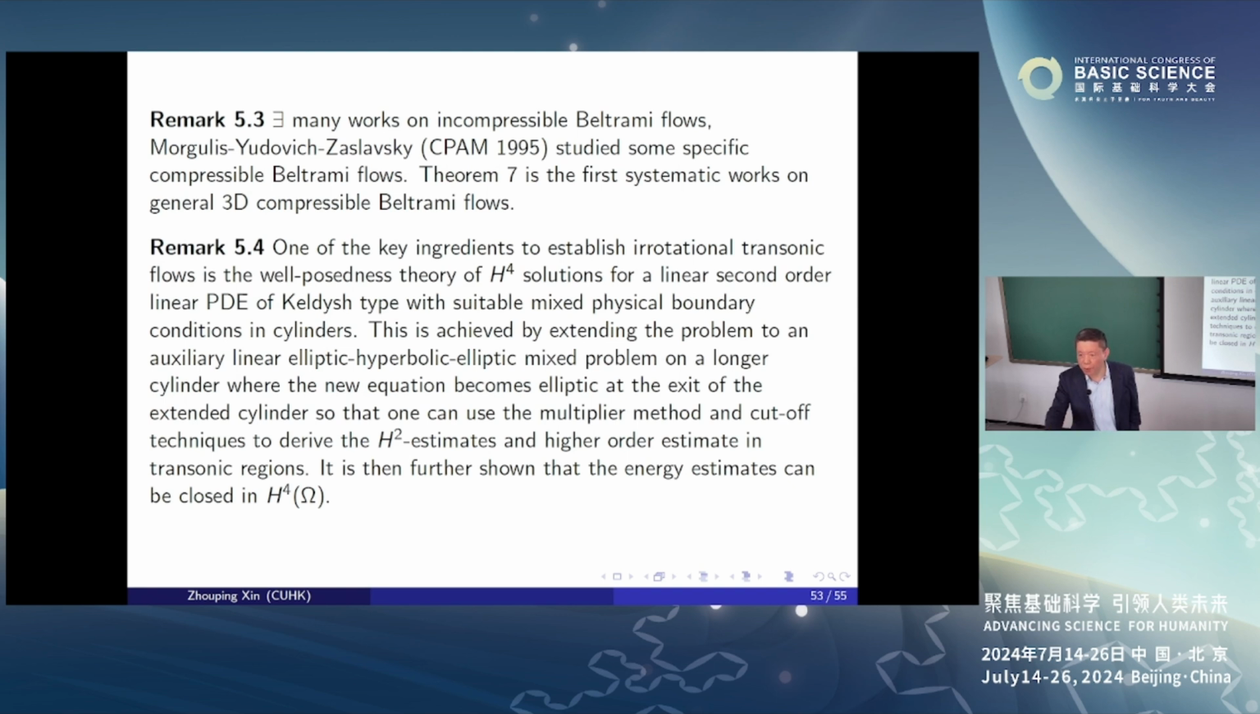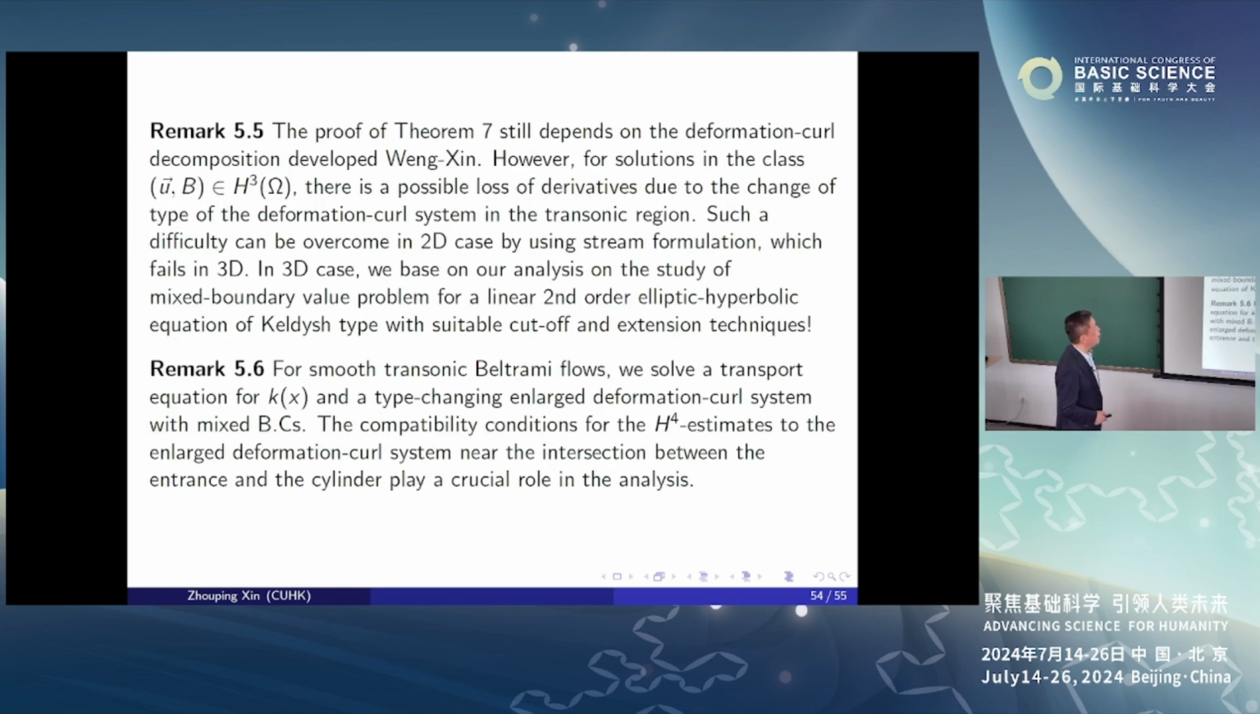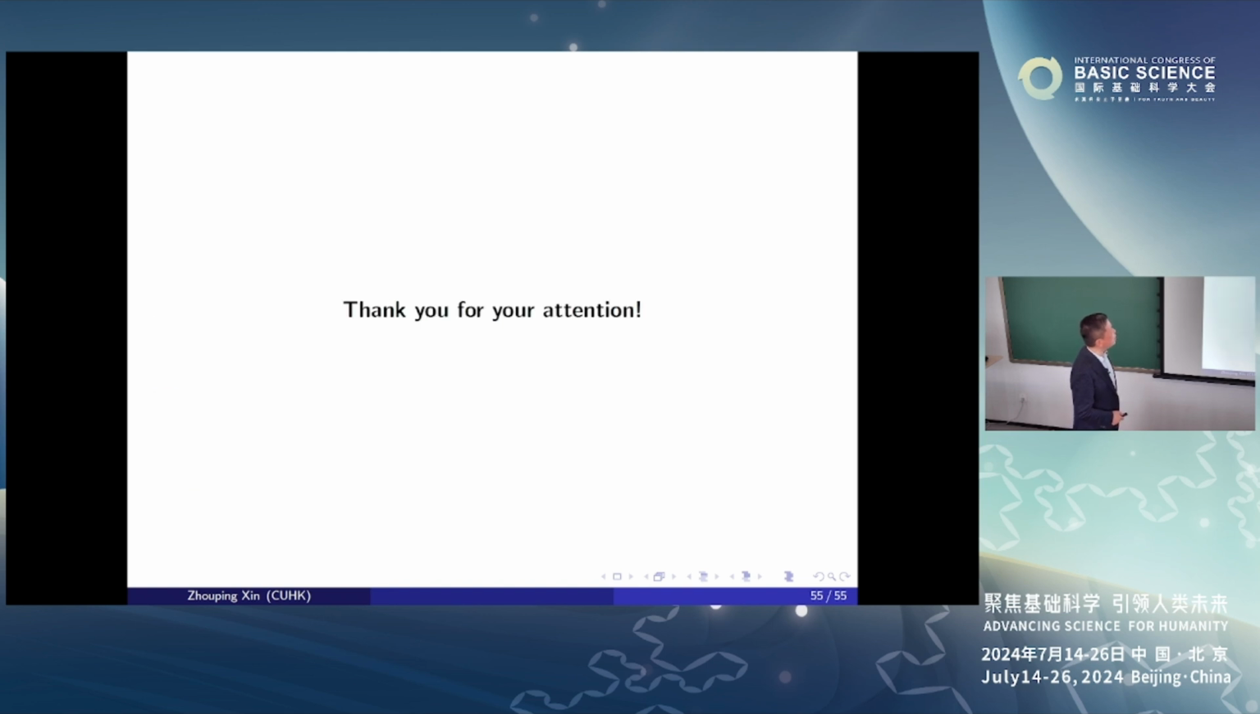We do not use the stream function anymore. We base everything just on the linearized equation. How do you get a high order derivative estimate? By this technique, we were able to overcome the loss of derivatives and come back to the analysis. Okay, anyway, we hope our analysis eventually can settle this Meyer type transonic flow or general nozzles. Yeah, okay, thank you very much for your attention.